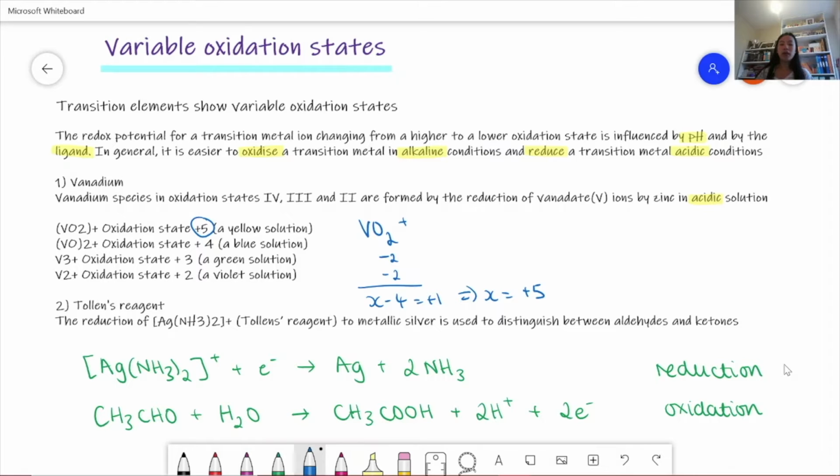And what is oxidized is the aldehyde. So here we have an aldehyde, which is just something with the group COH. So it's an organic molecule. And this is oxidized into a carboxylic acid, which is this. So aldehydes can be oxidized by Tollen's reagent, whereas ketones can't be oxidized by Tollen's reagent, and so they won't form the metallic silver. So that's how we distinguish between aldehydes and ketones.